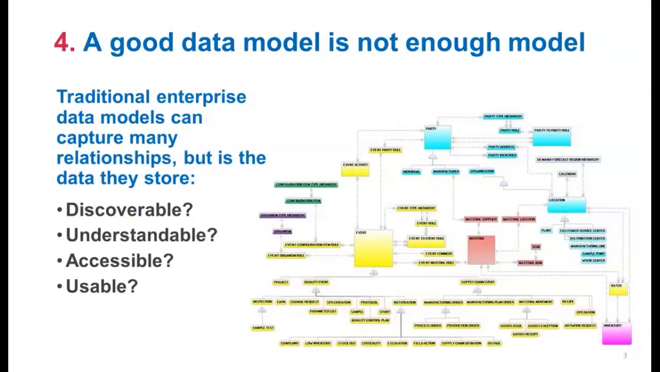I used to hear people saying, I can get all the relationships and all the concepts and everything I need into the data model. And at some level, from a theoretical perspective, that may indeed be true. But in reality, it makes it very difficult to discover. Is it understandable? Can I get to it? Is it usable? And the answer is invariably no, right?